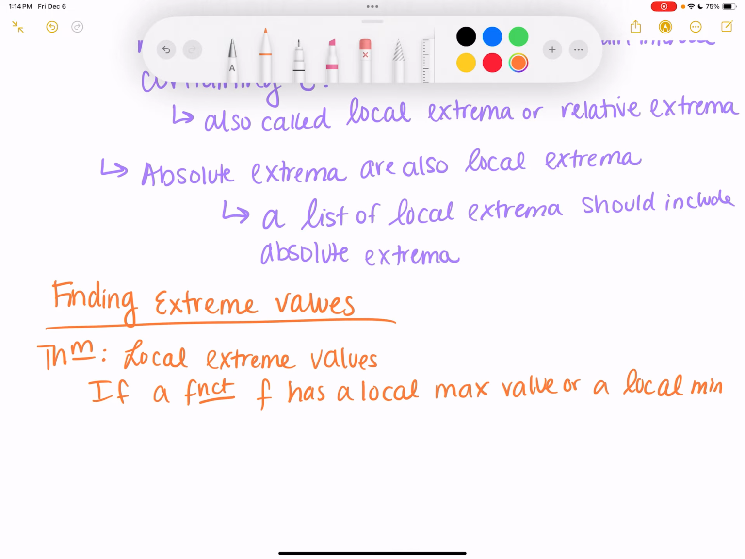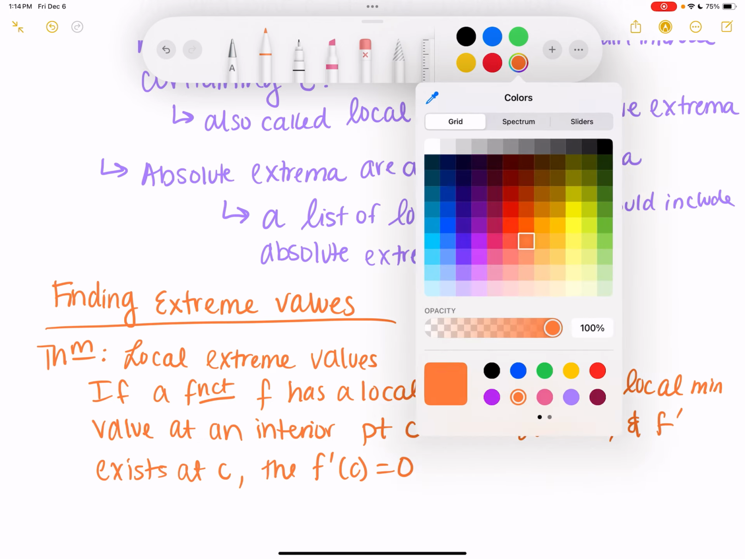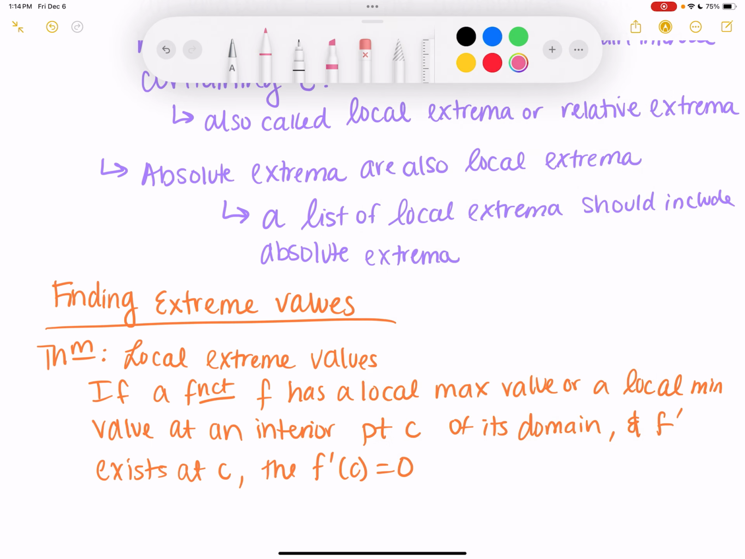Let's see, or a local min value at an interior point C of its domain and f prime exists at C, so the derivative exists at C, then f prime of C is equal to 0. I love it when things are just equal to 0. Just feels so complete. Well, maybe not complete because there's nothing.